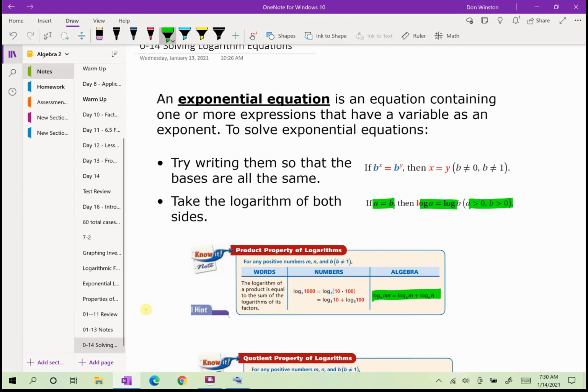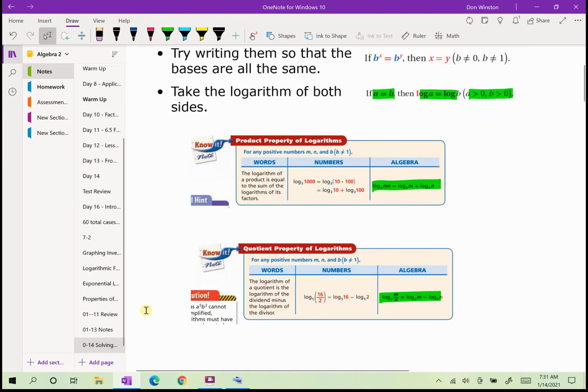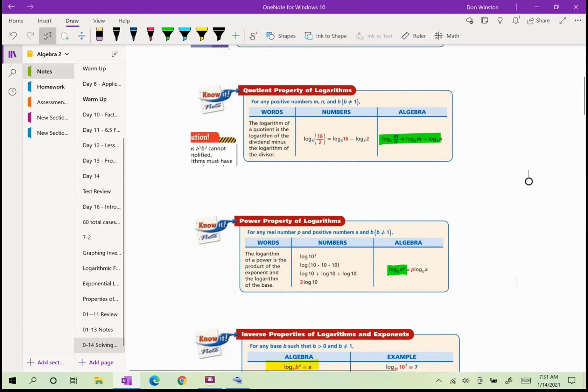Before we solve equations involving logarithms, we have to remember our properties of logarithms. We have the product property, log base b of m times n is equal to log base b of m plus log base b of n. The quotient property, log base b of m divided by n is equal to log base b of m minus log base b of n.